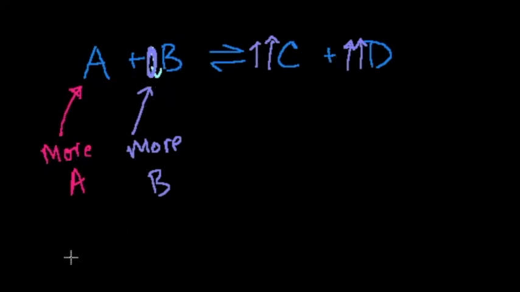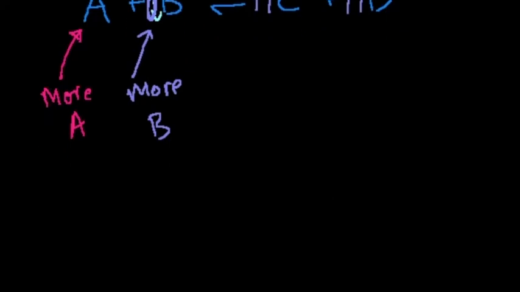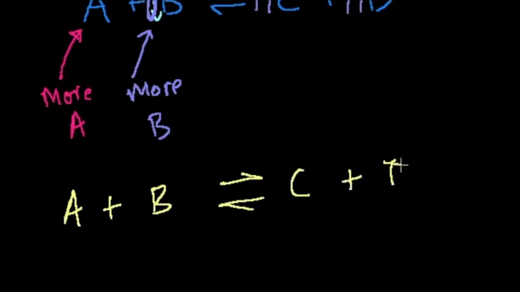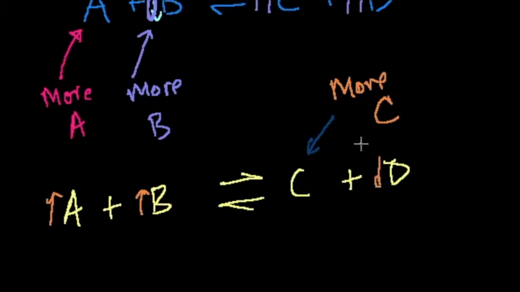Likewise, let me rewrite the reaction in a different color. A plus B in dynamic equilibrium with C plus D. If I add more C, I think you get the point here. What's going to happen? That's going to drive A and B up, and it's maybe going to consume a little bit of extra D. And if you added more C and D, then of course it's going to produce a lot more A and B.